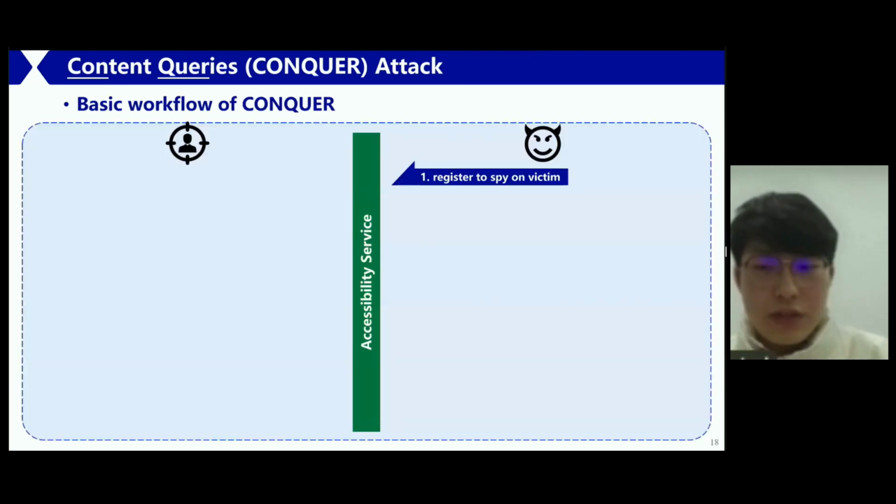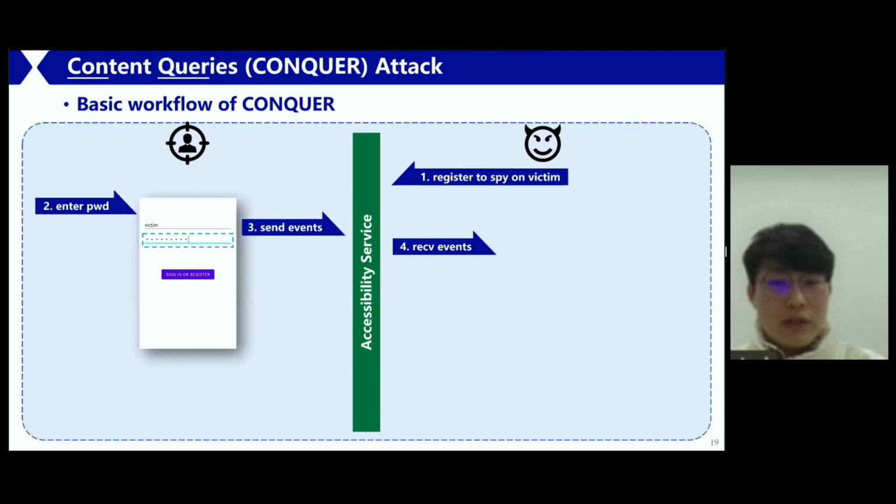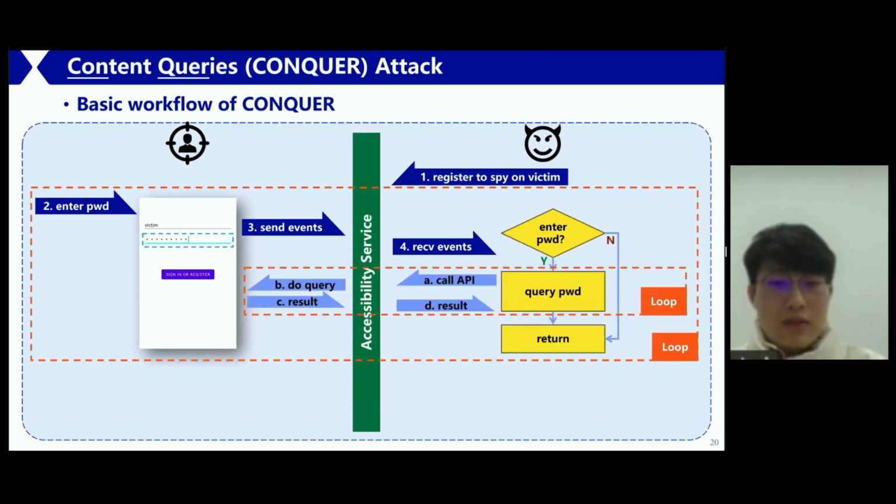Now I will introduce the basic workflow of Conquer. The malware first registers for the Accessibility Service to receive intended accessibility events from the victim app. Then, when the user enters the password, the malware will get notified by incoming accessibility events sent by the victim app. And the malware will then determine user actions based on the type of the event.